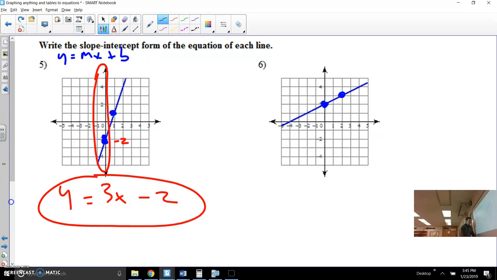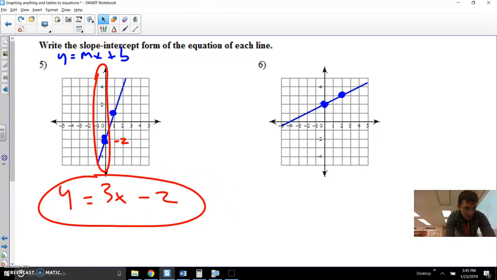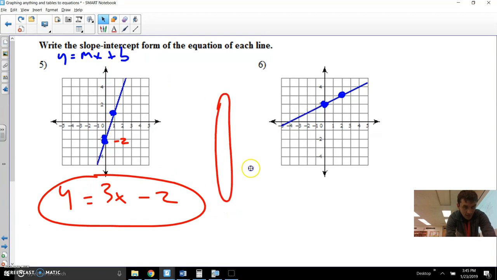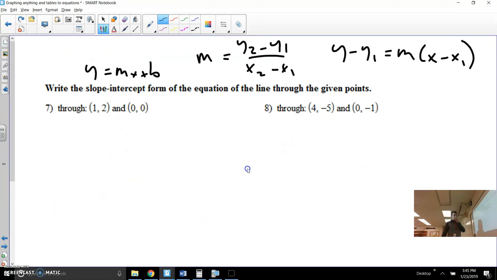Now if I want to know that that's correct, I'm going to pick one of the points and just verify that if you plug in the x value at that point, it calculates the y value at that point. So this is the point 1, 1. 3 times 1 is 3, minus 2 is in fact 1. So that does work correctly. So I know my equation is good to go. You try number 6.